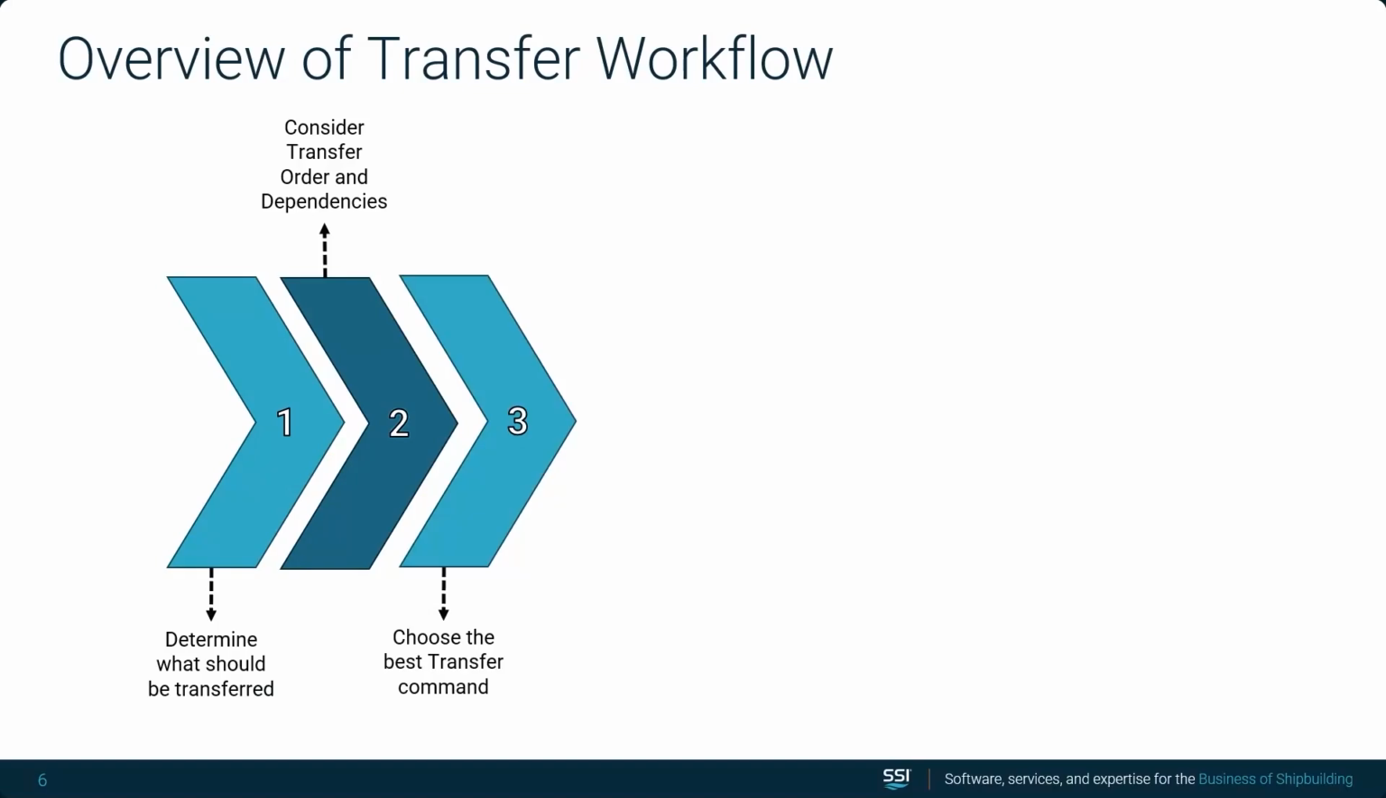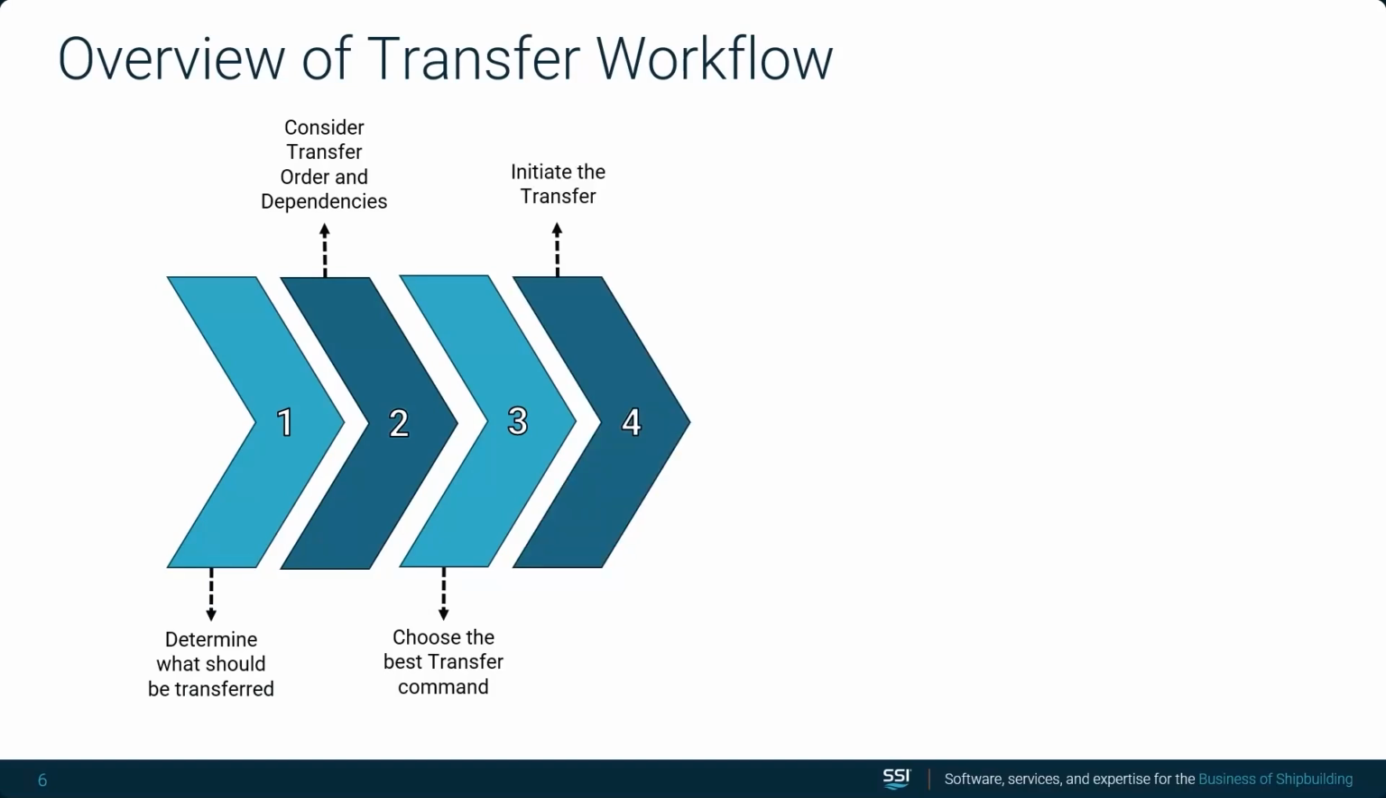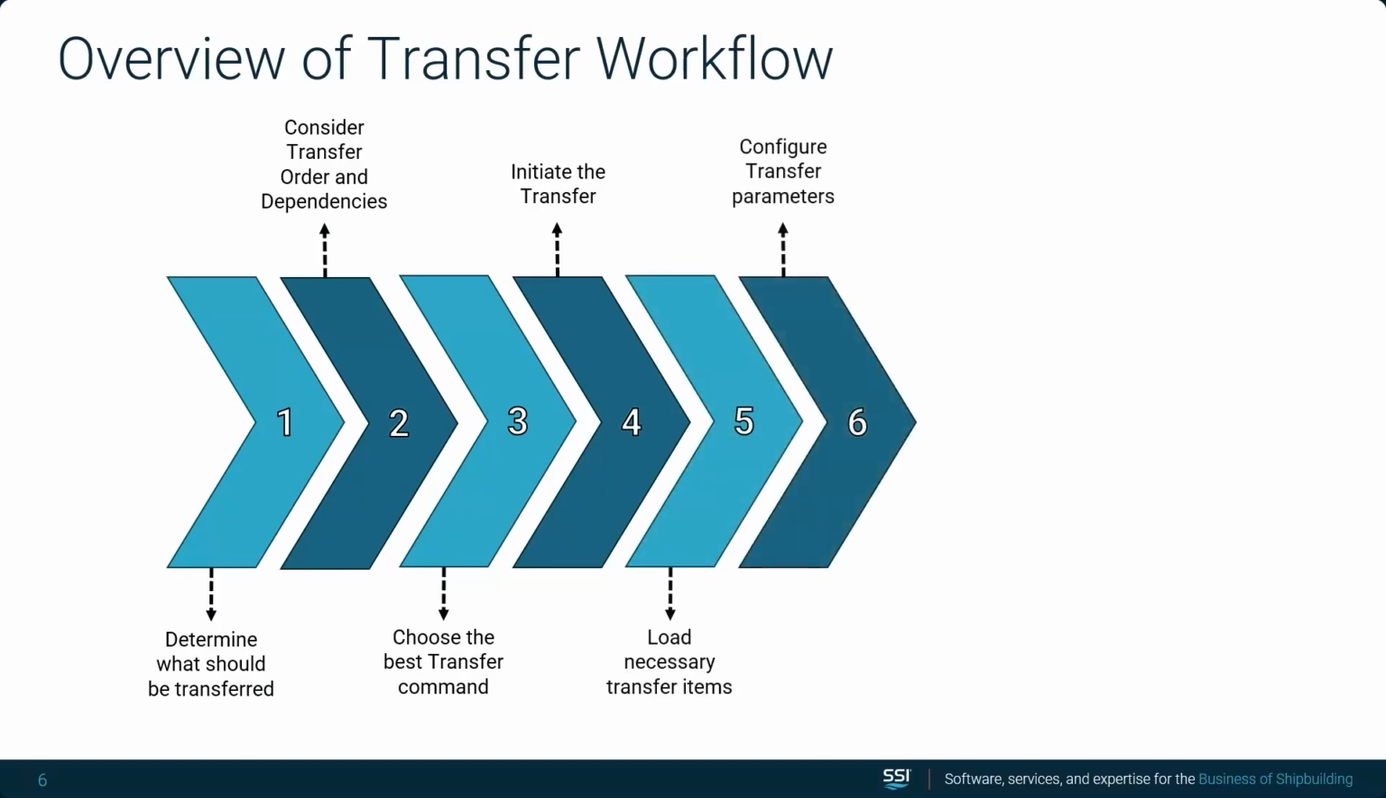So next, you're going to choose which transfer command best suits your needs based on your requirements. There are many different ways to complete a transfer, including transferring using Load Manager, transferring by task, and transferring selected parts in a specific drawing by actually highlighting them. Once you know what you want to transfer, you can determine the method that best suits you. Then you're going to initiate the transfer by selecting the transfer method that you chose in the previous step. You'll load your items using the method you selected.